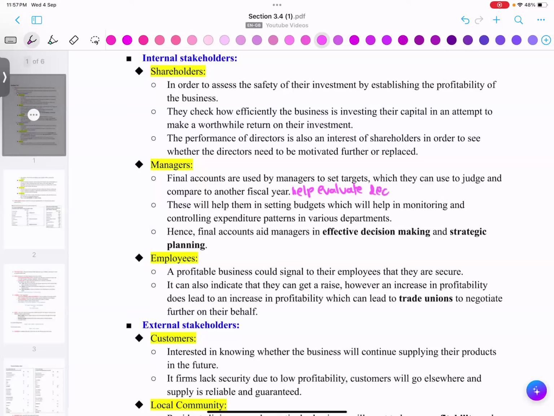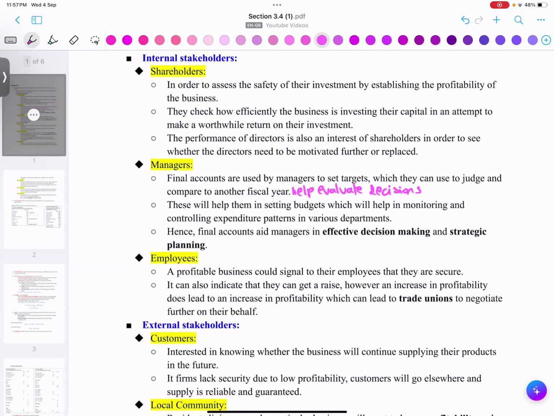And then these will help them in setting budgets, which will help in monitoring and controlling expenditure patterns in various departments. They'll see, okay, we have a good amount of finance we can use. We still have money we can spend, or they can say, we don't have much money we can spend. We need to be on a budget. We need to follow this budget. This is what we can do with the budget, whether they have a marketing campaign, whether they're investing in a new product, or in research and development. It really depends. Hence, final accounts aid managers in effective decision making and strategic planning. So it helps them plan.